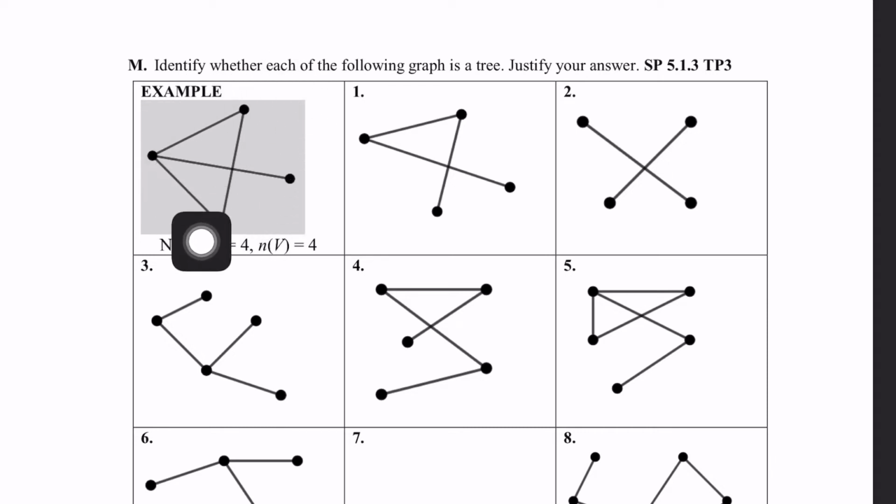So di sini kita tengok dulu dia punya number of edges. Number of edges ada 4. Number of vertices pun 4. Okay. So number 1, adakah ini a tree? Okay. So kita boleh katakan yes, this is a tree.